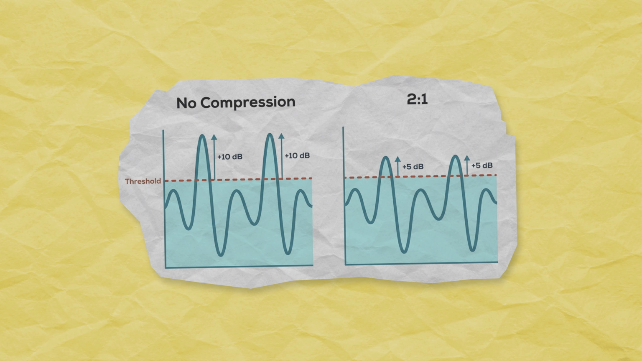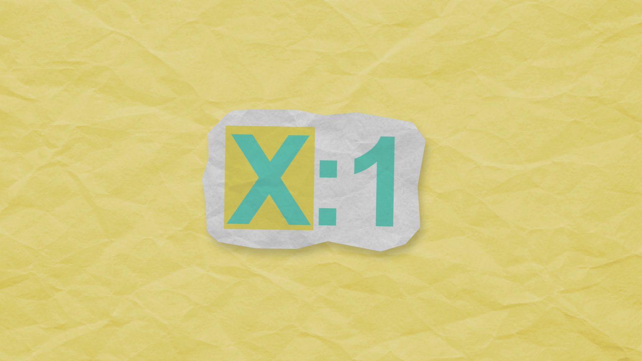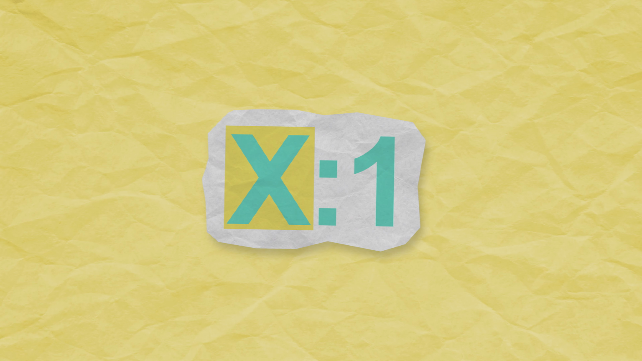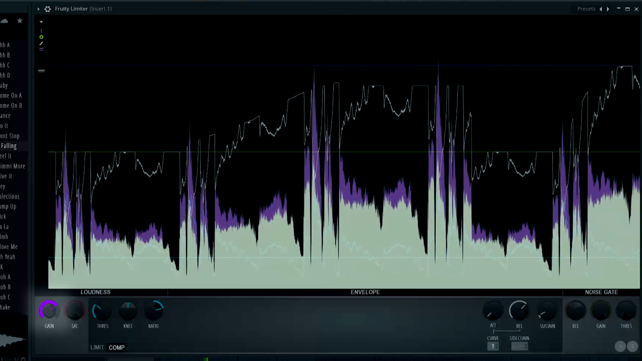Think of it like division. A 2-to-1 ratio divides the volume above the threshold by 2. A 3-to-1 ratio divides by 3, and so forth. Any number of decibels before the 1 gets cut down to 1 decibel. If the math feels confusing, just remember that a higher ratio means more reduction above the threshold. After you're done compressing, use gain to make up for any overall volume lost during compression.